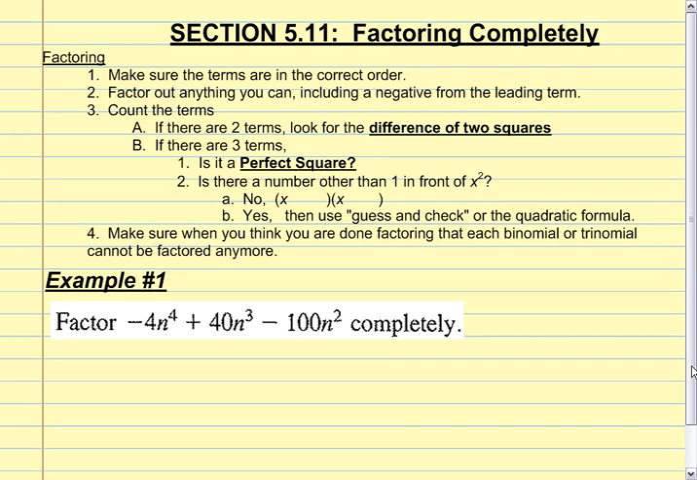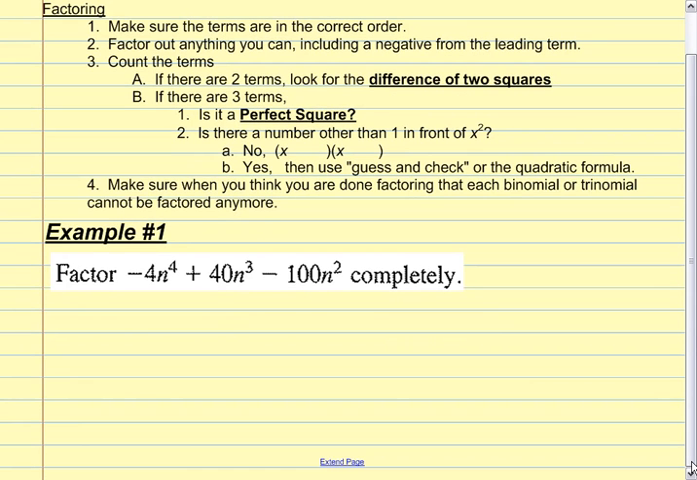Put that in our repertoire. We want to make sure that it is factored all the way down to the end, and we can't do anything else. Now, I'm going to look at example 1 and I'm going to go through my list. Make sure the terms are in the correct order. Well, I can see that they are: n to the 4th, n to the 3rd, n to the 2nd. Factor out anything that you can, including a negative from the leading term. Well, 4 goes into all of these, so I'm going to take out a negative 4 because I don't want this to be negative. And also n squared, I can pull from each of the terms.